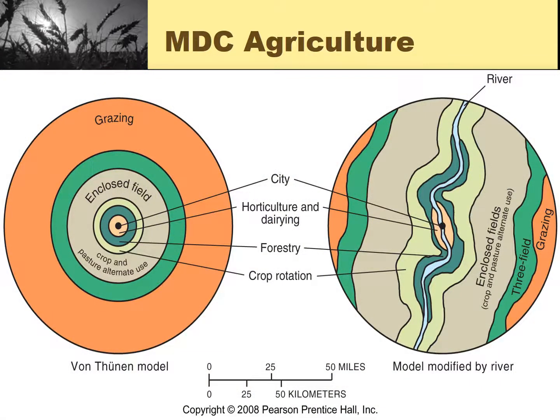Here we have a breakdown of von Thunen's. And on the right side, you probably haven't seen this, but this is what von Thunen's would look like if our central market is bisected by a river. That changes things.